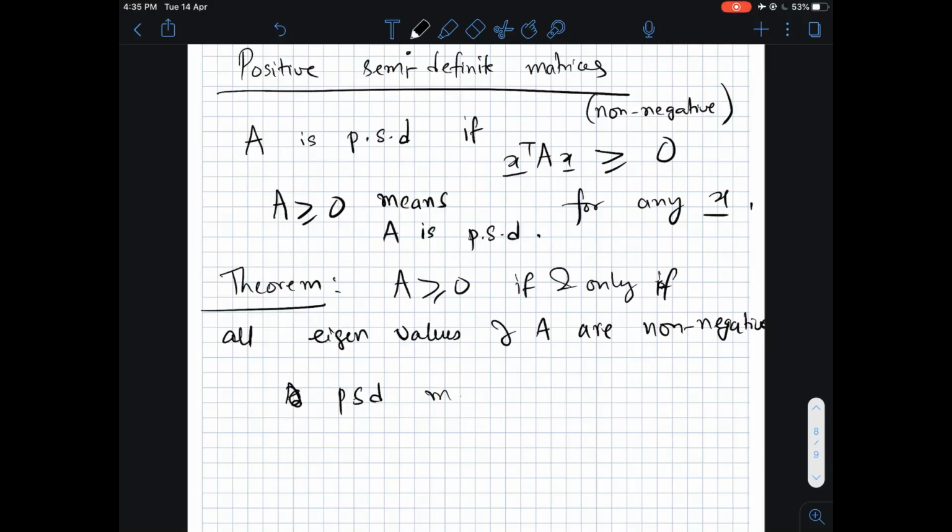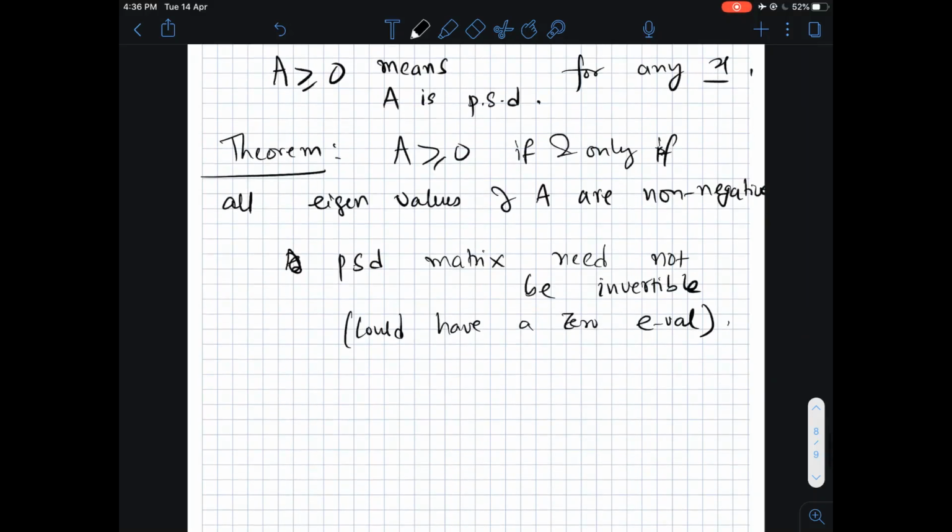A positive semi-definite matrix need not be invertible. It could have a 0 eigenvalue. Most of the properties that we discussed till now will work even for positive semi-definite matrices without much change at all. Most of the properties that we discussed will go through even for positive semi-definite matrices.